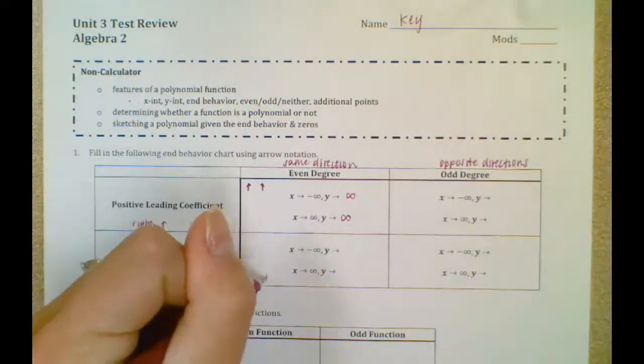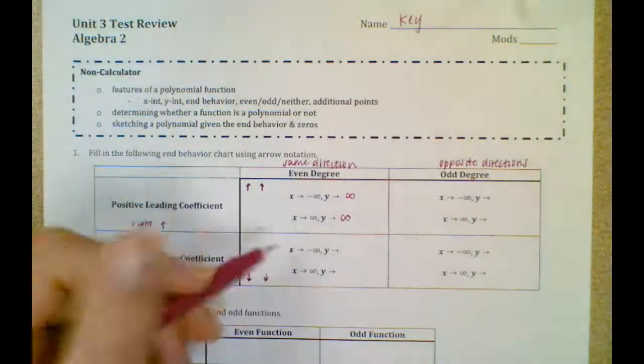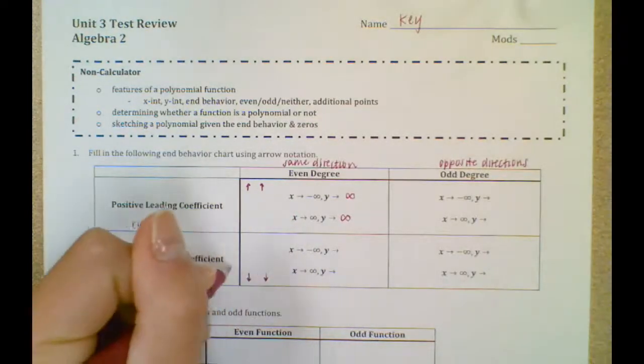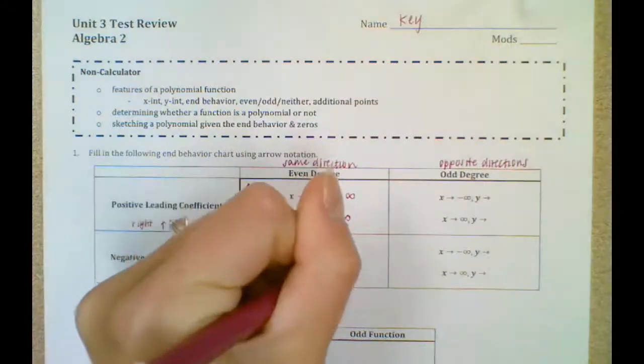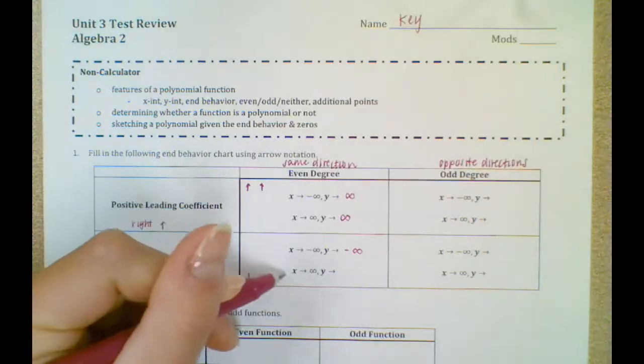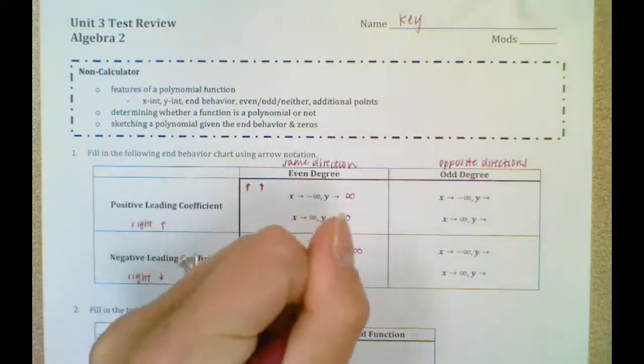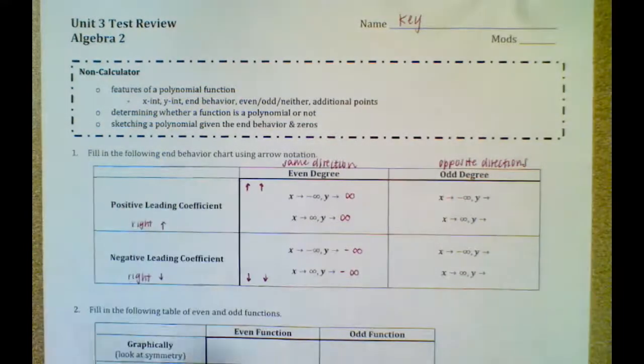So the right side points down, and because it's an even degree, it's going to point in the same direction. So as I go to the left, my y values point down, so this goes towards negative infinity. And as my x values go towards positive infinity to the right, my y values are pointing down, so negative infinity. And look, these are in the same direction.